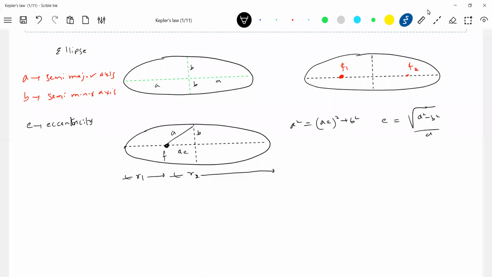Sir, you told A is the semi-major axis, right? Yes, the further distance will be taken like this. A is the semi-major axis. Now after this, what is R1? Can I write it as a minus ae? What is R2? It will be a plus ae. So these are the things we'll get. We'll get R1 and R2 like this here.